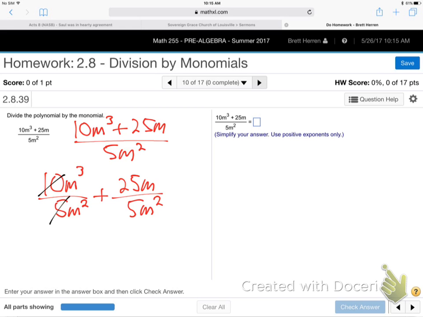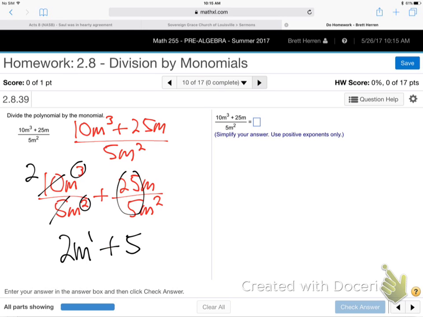5 goes into 10 2 times. Divide the numbers in the front. Subtract the powers. 3 minus 2, m to the 1, or just m. Good so far. Plus, divide the numbers. 25 divided by 5 is 5.